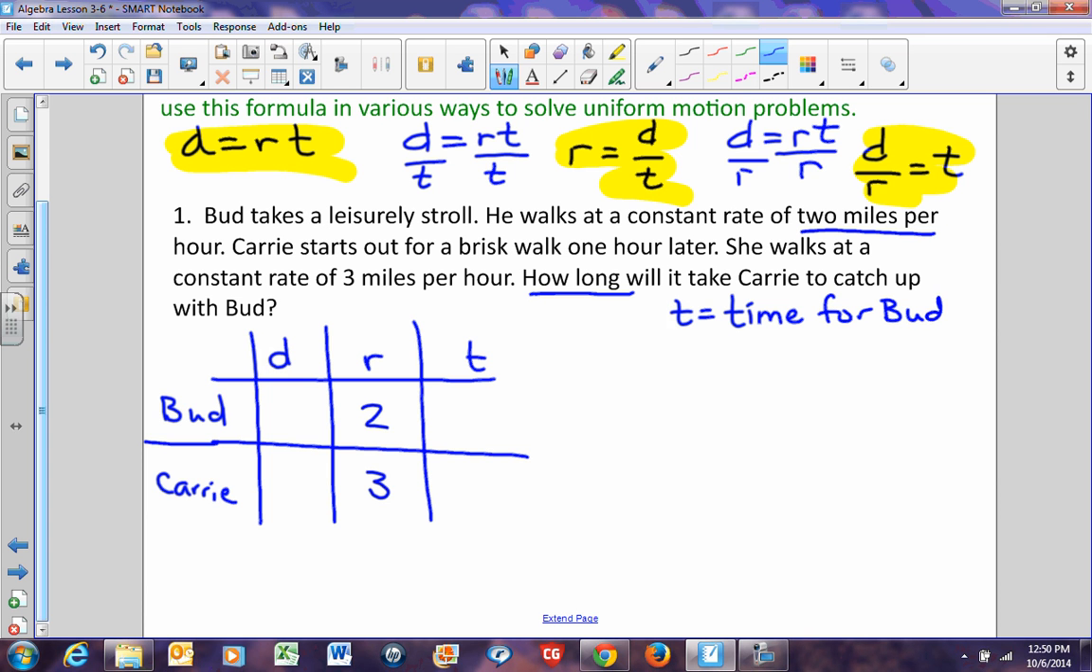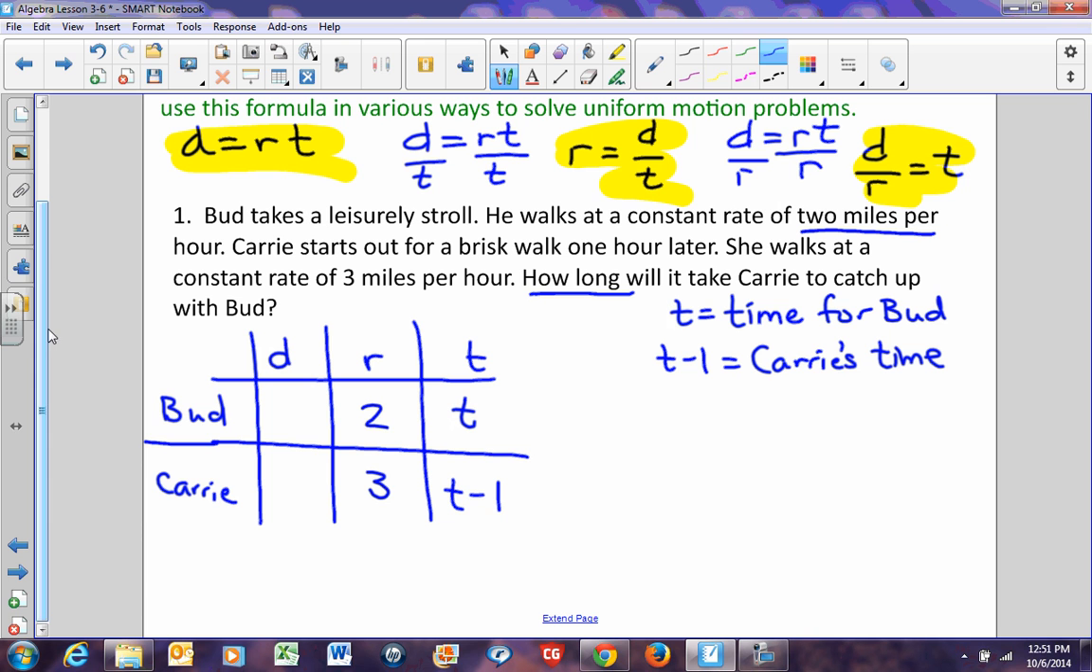Now, no matter what Bud's time is, Carrie started an hour later than Bud did. So when they catch up to each other, Carrie will have been walking for 1 hour less. So t minus 1 is going to equal Carrie's time. So we can fit those into our table. Bud's time is t, Carrie's time is t minus 1. And you might say, well, I don't know anything about the distances. Well, we do know this.